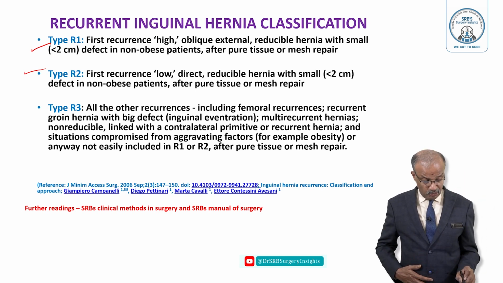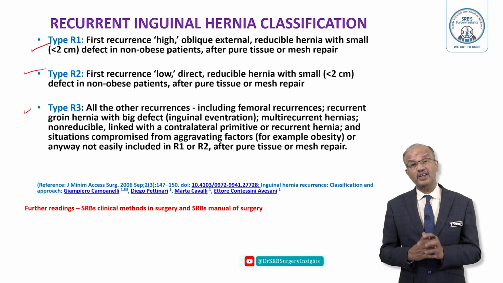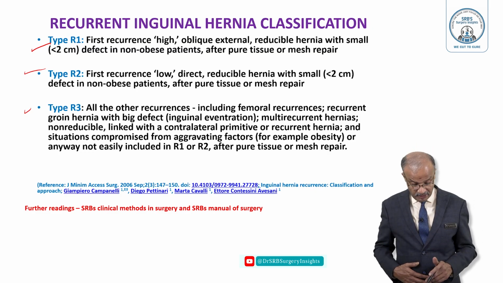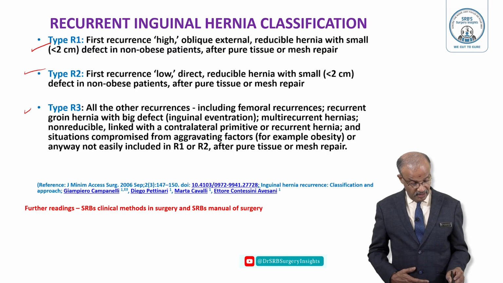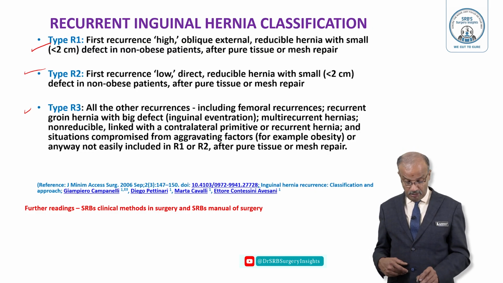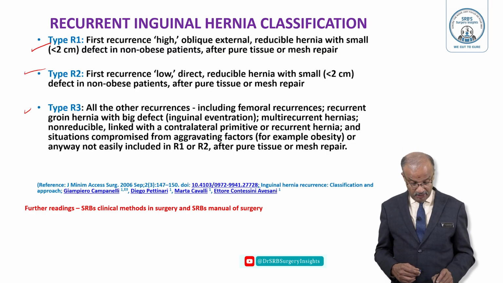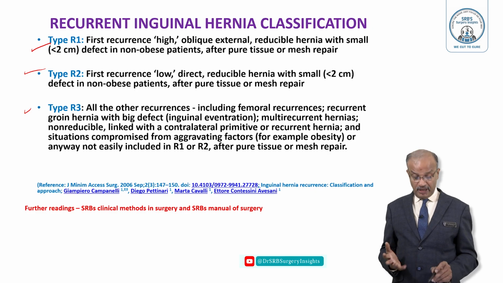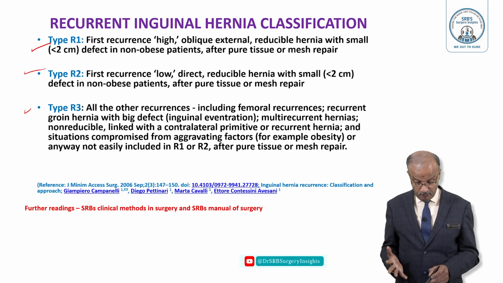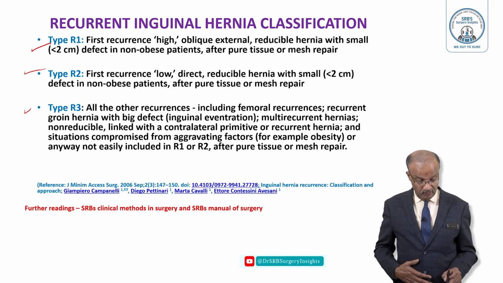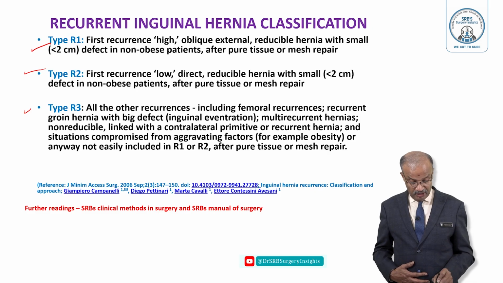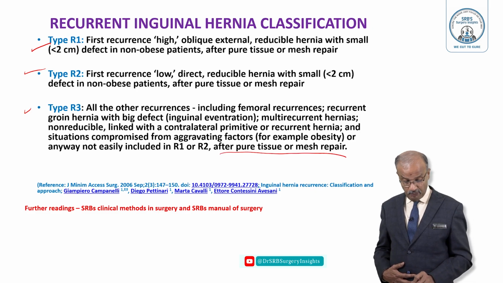Now R3 is the most dangerous. The entire groin area is involved. There may be multiple defects. It is often called inguinal eventration. Multi-recurrence hernias, non-reducible, contralateral primary recurrent hernias, and many compromising aggravating factors, difficult to treat. Example, severe obesity and so on. And these are not easily included in R1, R2 after pure tissue repair or mesh repair.